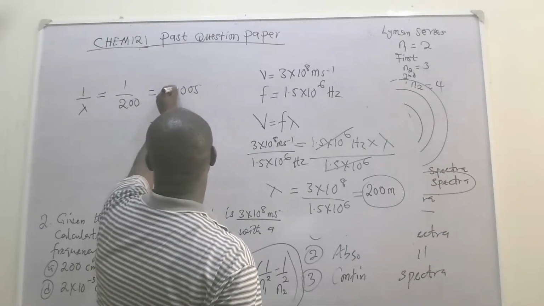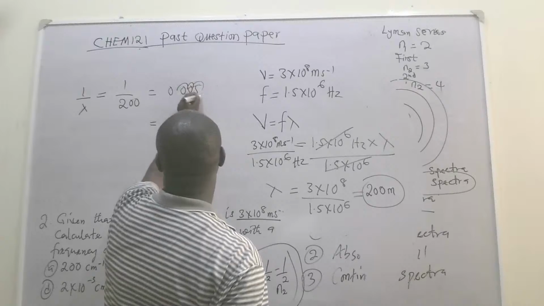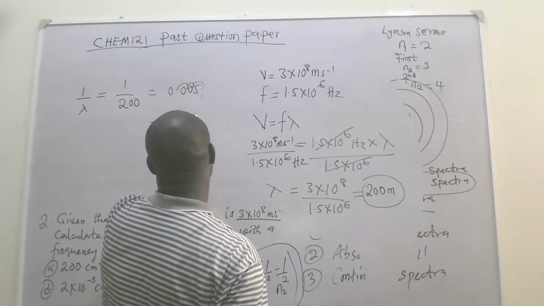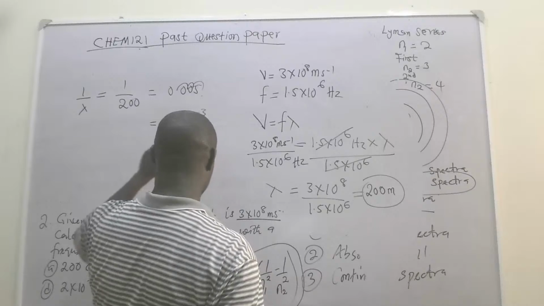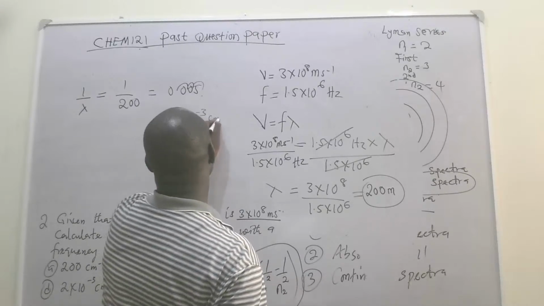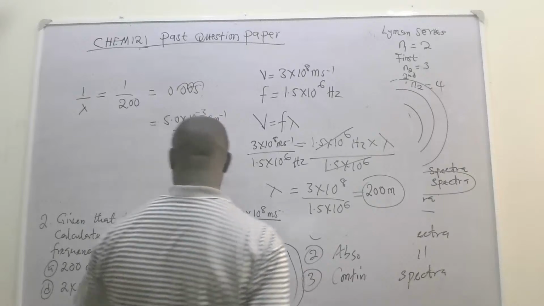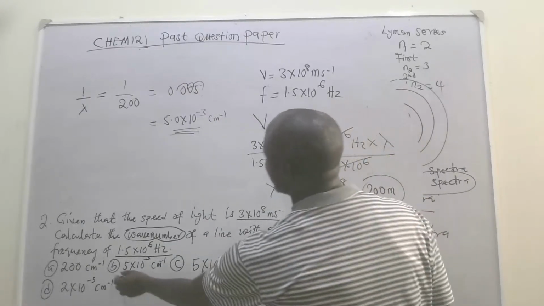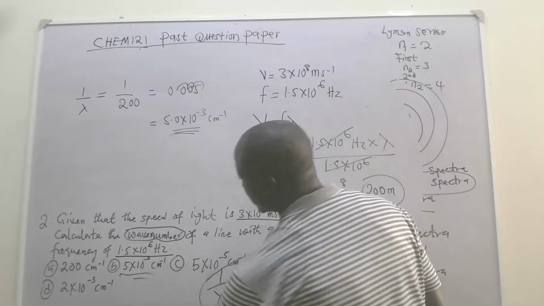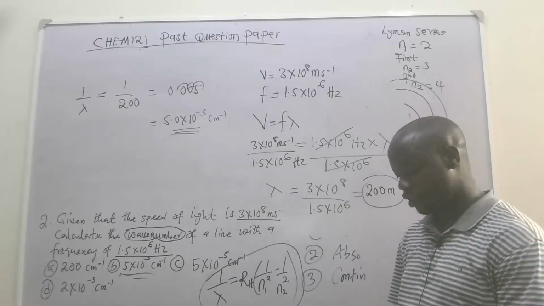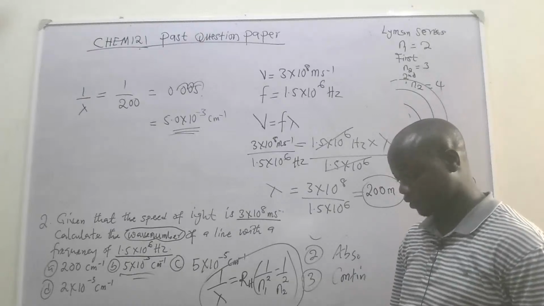Therefore, we have 5.0 times 10 raised to the power of minus 3 per centimeter. So the answer from here we can see clearly is option B. So B is the answer. Ladies and gentlemen, I hope this is clear. So let's move to another question.